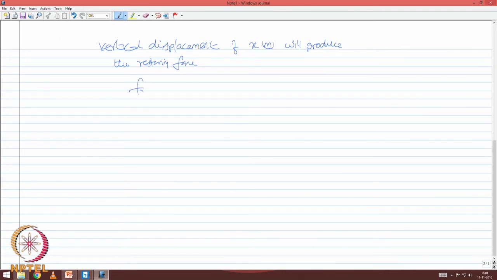The restoring force is given by rho g pi r square into x. Rho is taken as 1025 kg per cubic meter, g is 9.81 meter per second square. Radius in this example is 14.5 meter because the diameter is 29 meter.